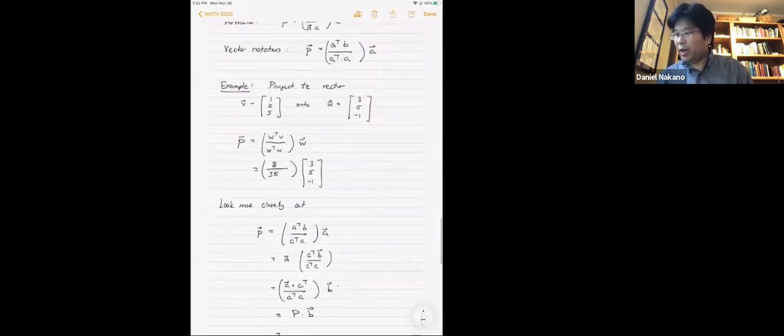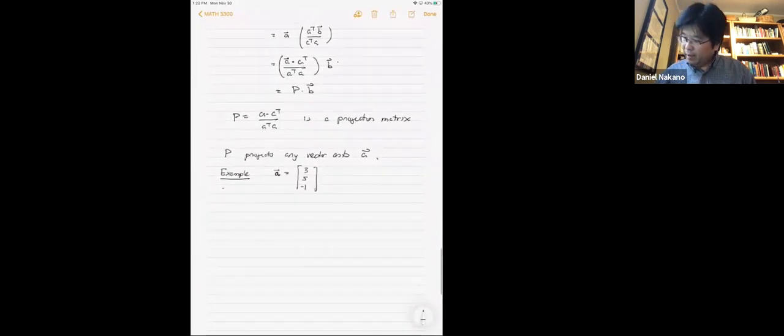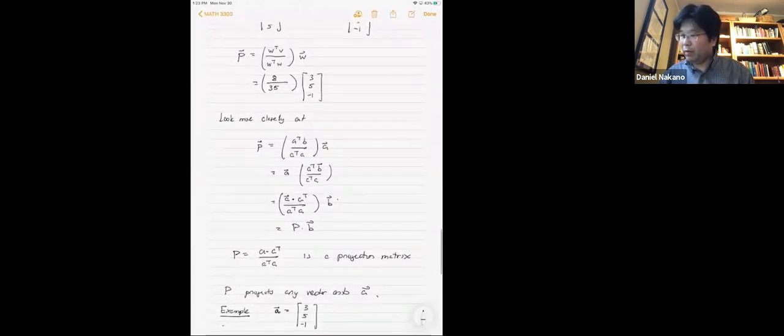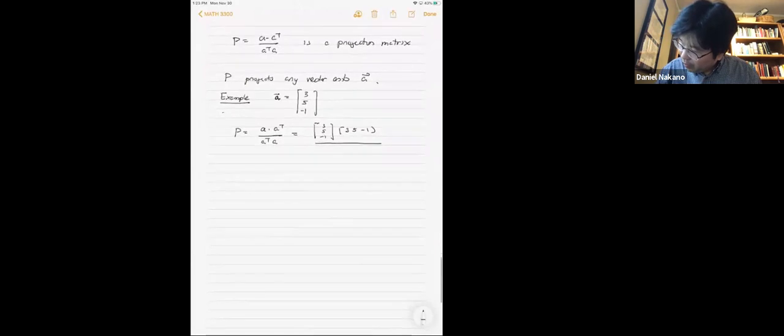Okay, so we're going to try to project onto W here, and W is just A, right? So let's compute P. This is going to be A times A transpose over A transpose A. So this is the vector 3, 5, minus 1 times the transpose 3, 5, minus 1. And then we computed the dot product before as 35, so we have 35 down on the bottom.